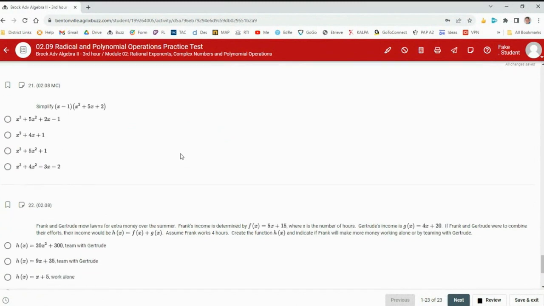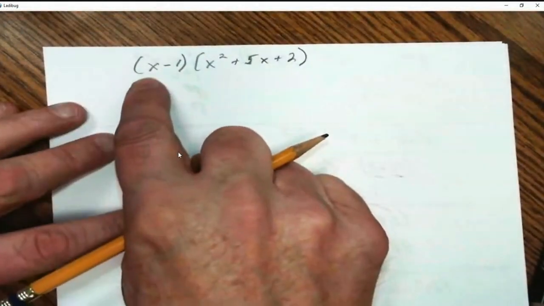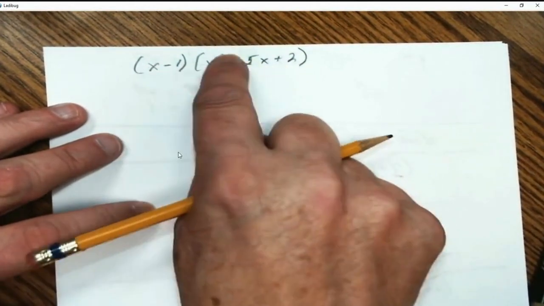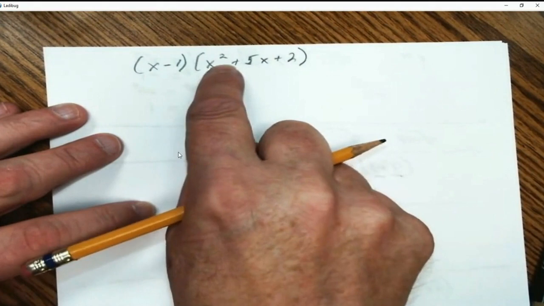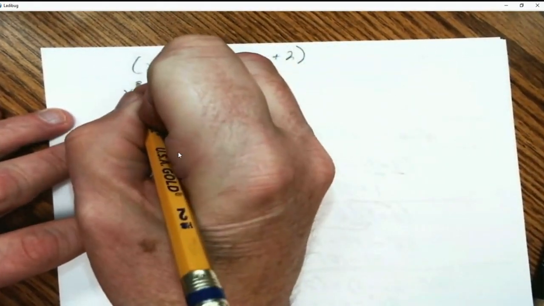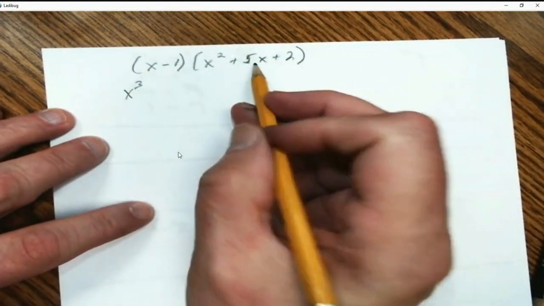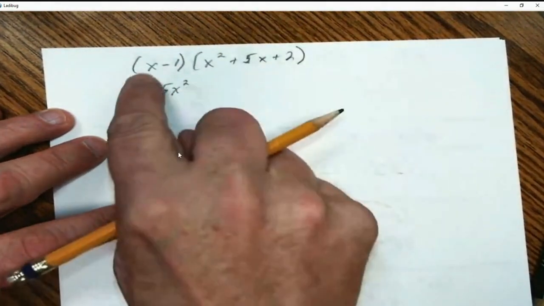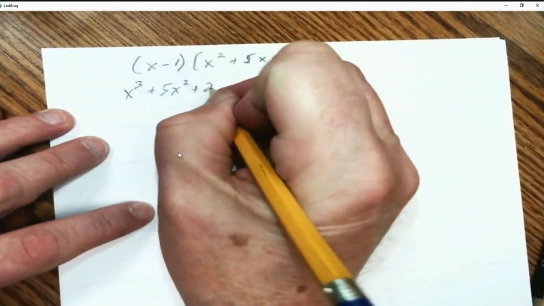All right. Simplify x minus 1 times x squared plus 5x plus 2. Okay, so here it is written down. Simplifying it, we just multiply them together. We got to distribute the x and then distribute the negative 1. So x times x squared is x to the third. X times 5x is 5x squared. X times 2 is 2x.